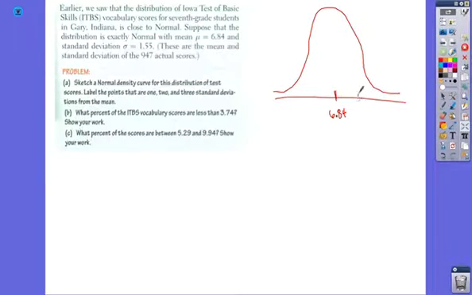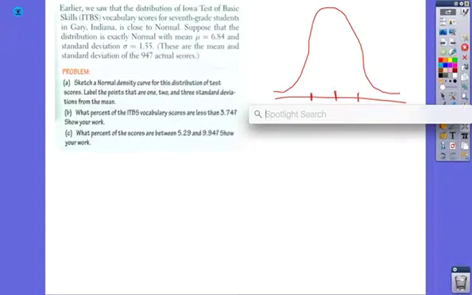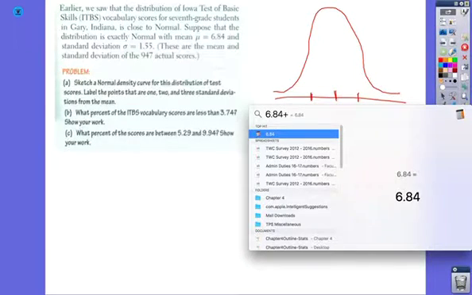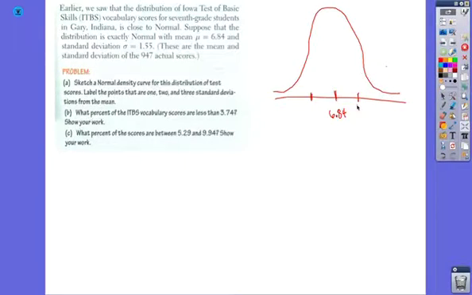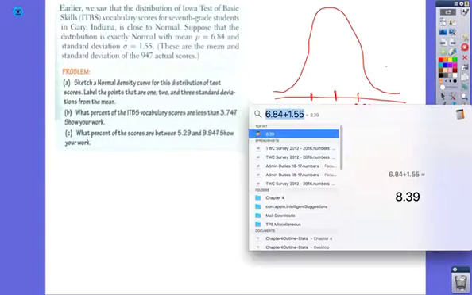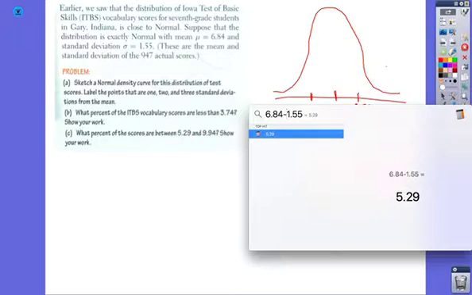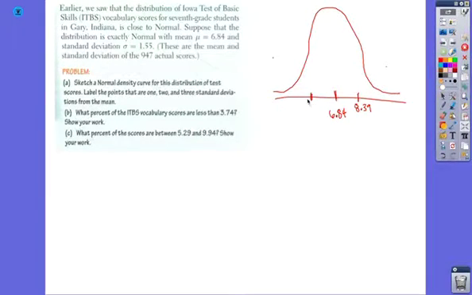So what I would do to get one standard deviation on either side, on the right side, I would say, okay, I'm going to do 6.84, and I'm going to add to it 1.55. And so one standard deviation away from the mean on the right side would be 8.39. To get one standard deviation away on the left side, we would say 6.84 minus 1.55 to get 5.29.